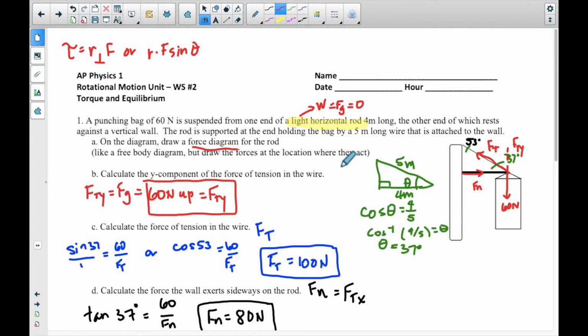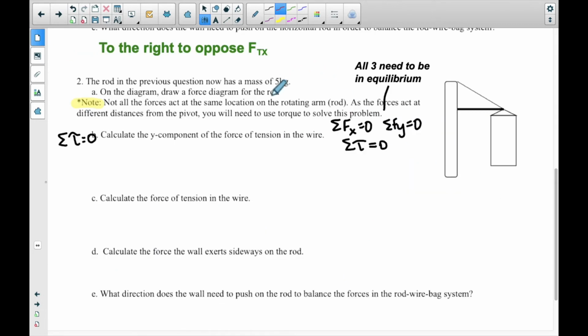So this was one of those theoretical physics examples. In the next example, we're going to get into what happens if it's an actual rod that does have weight to it. So if we come back down to number 2, this time the rod has a mass of 5 kilograms. I'm going to take a second on my calculator and multiply 5 kilograms by 9.8 meters per second squared. When I do that, I get 49 newtons.